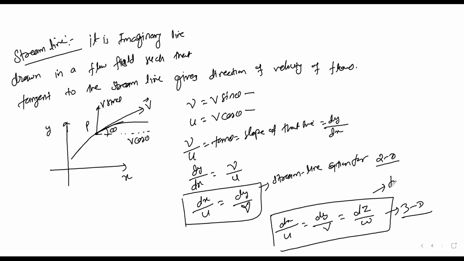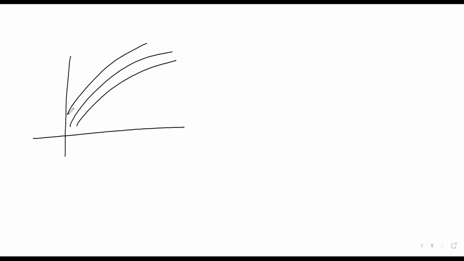This is important from the GATE point of view. Every year they are asking a 1 mark question from streamline. Next, we will see what the properties of a streamline are. If you draw so many streamlines, like this is one streamline, this is another streamline, this is another streamline, we can say that streamlines never intersect each other. This is a property of a streamline.